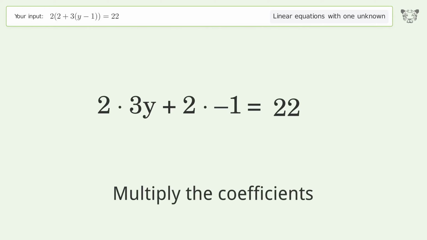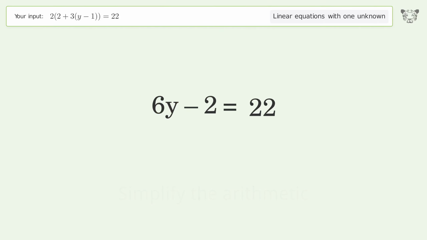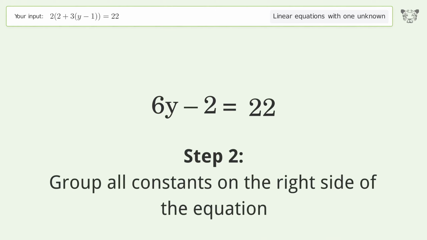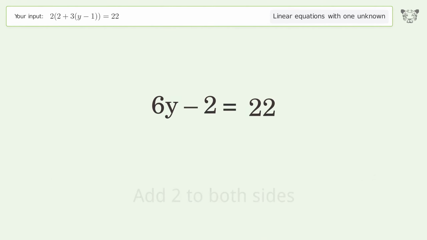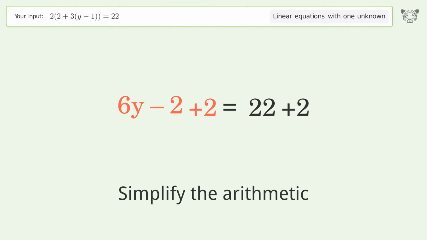Multiply the coefficients. Simplify the arithmetic. Group all constants on the right side of the equation. Add 2 to both sides. Simplify the arithmetic.